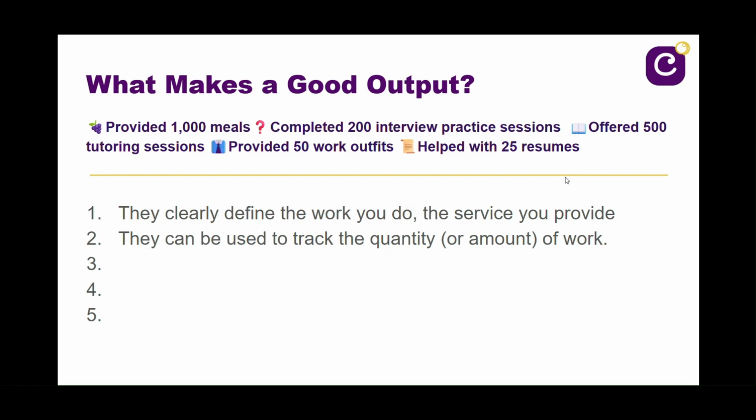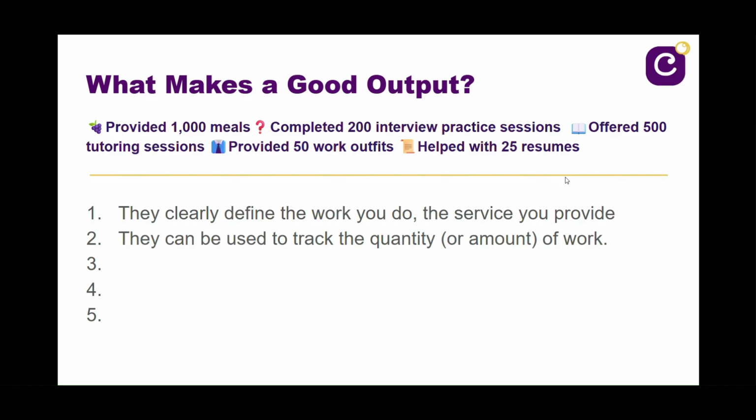So we provided 1,000 meals. We helped with 25 resumes. We offered 500 tutoring sessions, and so on. The thing we did was provided meals. The quantity or amount was 1,000 of those meals. The thing we did was tutoring sessions. The quantity or amount was 500. When we start looking at outputs, they need to clearly define the work the nonprofit did, and they need to be capable of tracking the quantity or amount of that work.